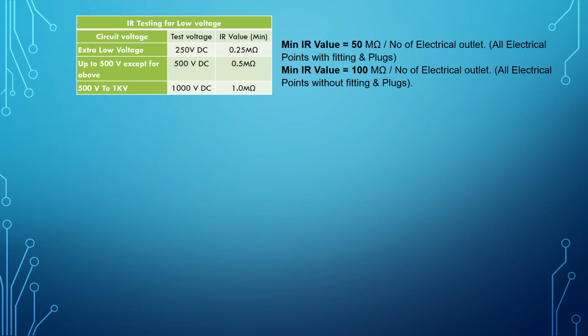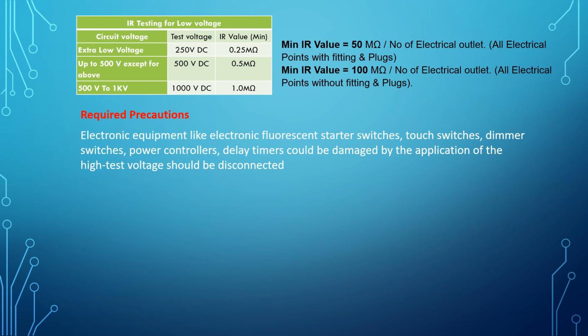So IR testing for low voltage, this is the IR value. Minimum IR value 50 megaohms, no electrical outlet. So 100 megaohms, no electrical outlet. So this is for our home appliance. Required precautions: electronic equipment like electronic fluorescent starters, switches, touch switches, dimmer switches, power controllers, delay timers could be damaged by the application of the high test voltage, so they should be disconnected.